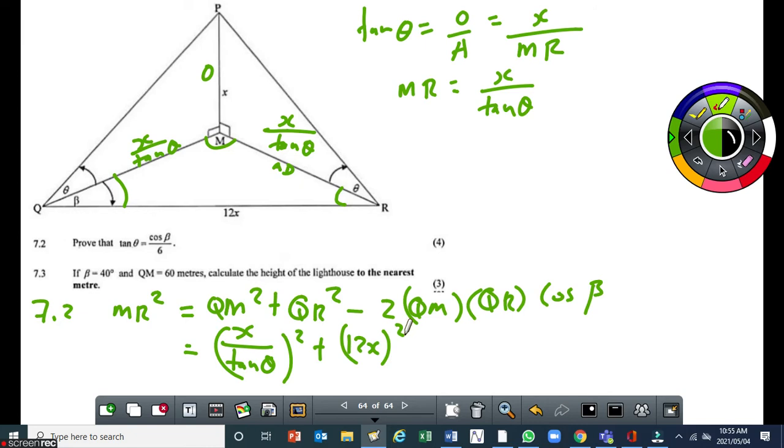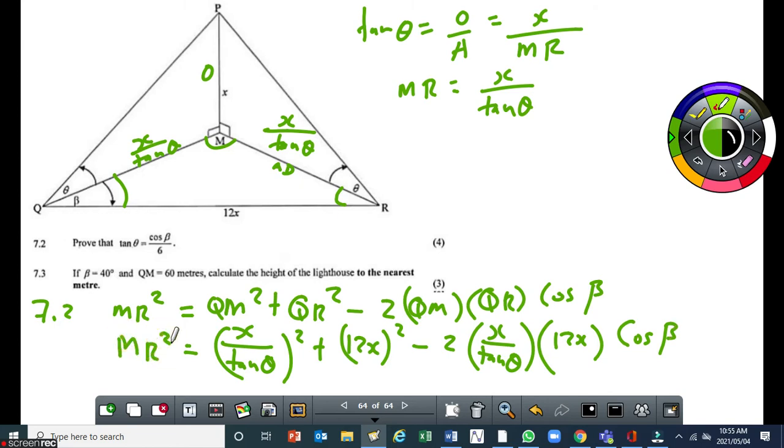That's QR equal to (12x) squared minus 2 times QM, that's x over tan theta, times QR, that's 12x, times cos beta. Okay? So all this is equal to MR squared. But the same MR squared is also equal to (x over tan theta) all squared if we use triangle PMR. Okay? So let me simplify the right hand side.